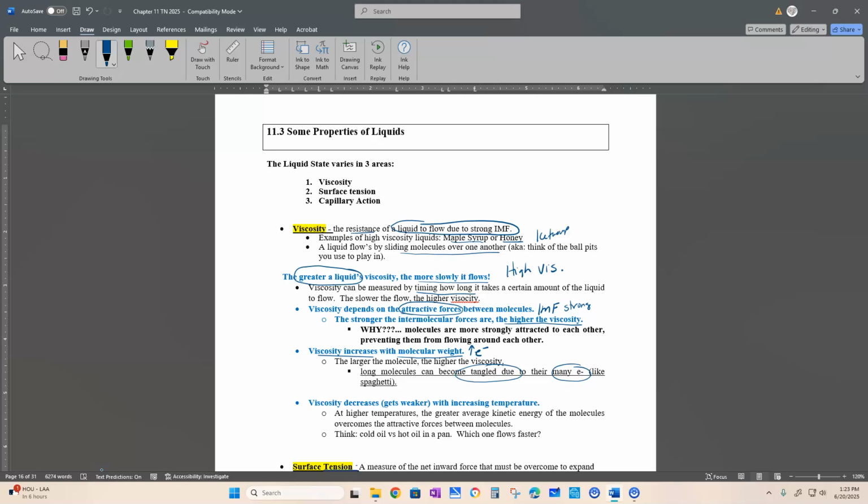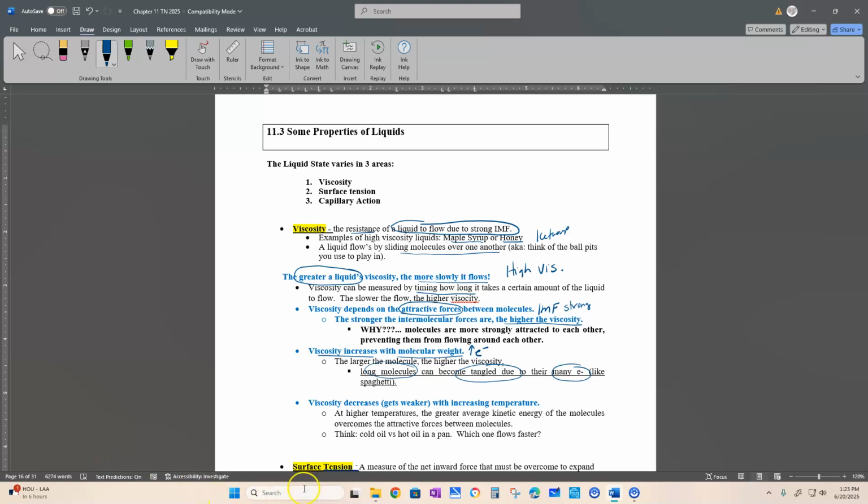I like to think of it like pasta, like spaghetti. When you're cooking spaghetti and it gets all tangled up, and then you're rinsing it off and you try to separate it, it gets all tangled up from one strand to the other. So the larger the molecule, the more electrons, the more tangled it gets. Be very careful when you're talking about mass, because remember, mass is protons and neutrons. We're talking about the electrons getting tangled up.